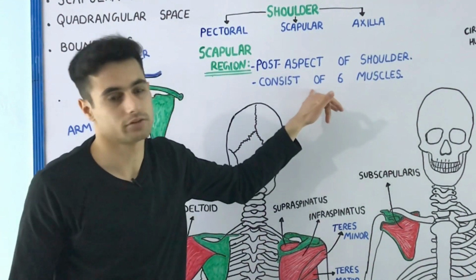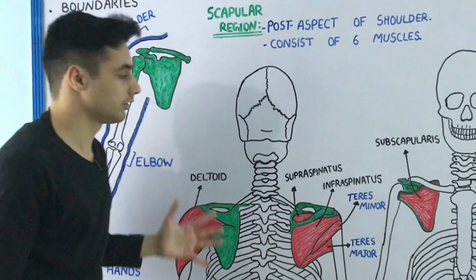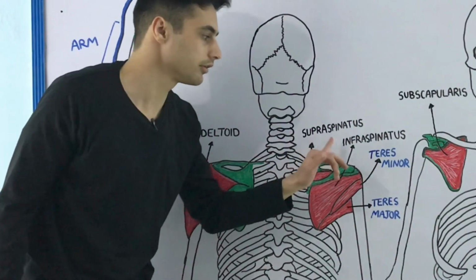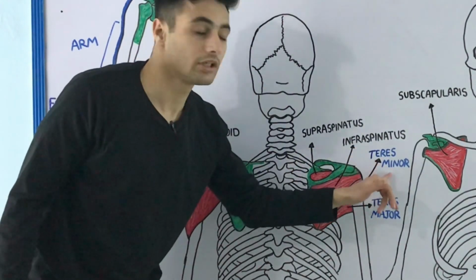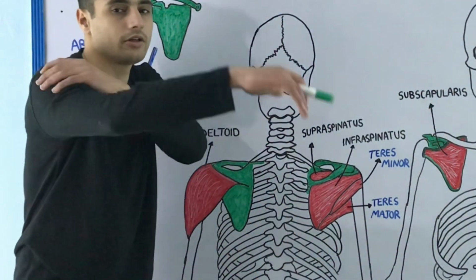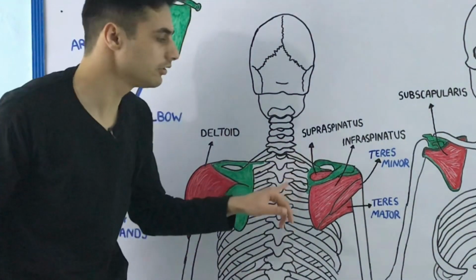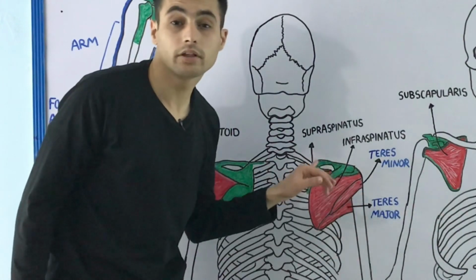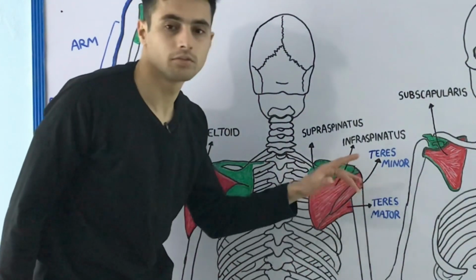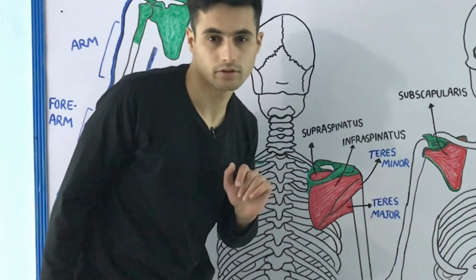So, this is the posterior aspect of the shoulder, and it mainly consists of the muscles and the bones. So what are those muscles? There are 6 muscles which are present on the scapular region. Have a look at this diagram. These are the deltoid muscle, the supraspinatus, the infraspinatus, the teres minor, and finally the teres major muscle. The deltoid is a very prominent muscle of your shoulder. Now, these 4 muscles are present on the back side or the posterior side of the scapula bone: the supraspinatus, the infraspinatus, the teres minor, and the teres major.